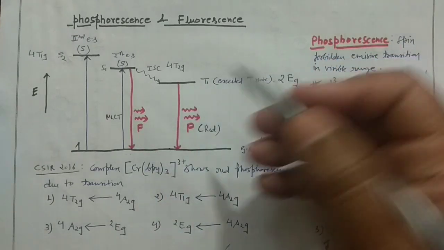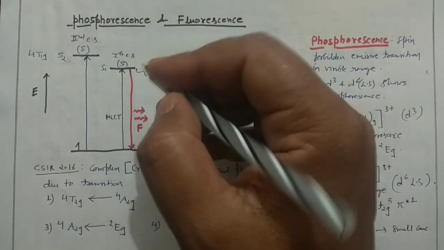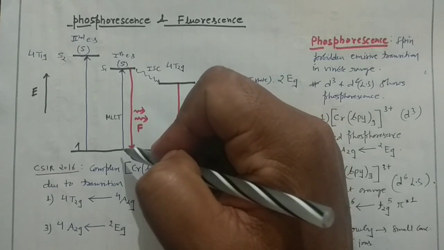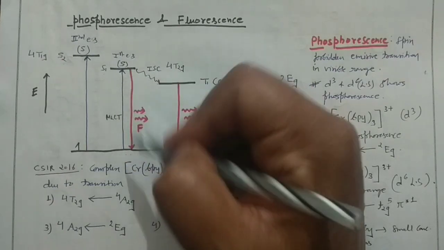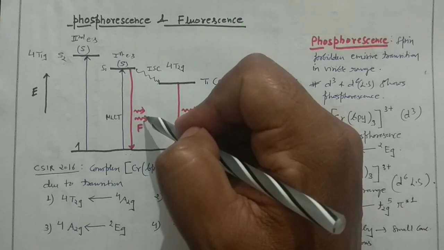Then you can see, what happens in some cases? Here what I have explained is that the electron moves from the ground state to the excited state and falls back to the ground state and emits certain radiation.